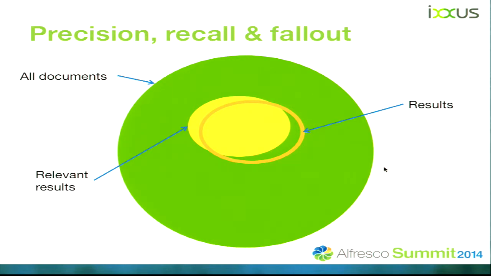So precision is the proportion of top results that are relevant, and recall is the proportion of all relevant results that are included in the top results. So you typically measure these at a certain number of results, so precision at 3, meaning the top 3 results. And then the fallout is the proportion of non-relevant documents that are retrieved out of all non-relevant documents available. So that's kind of this bit in here.